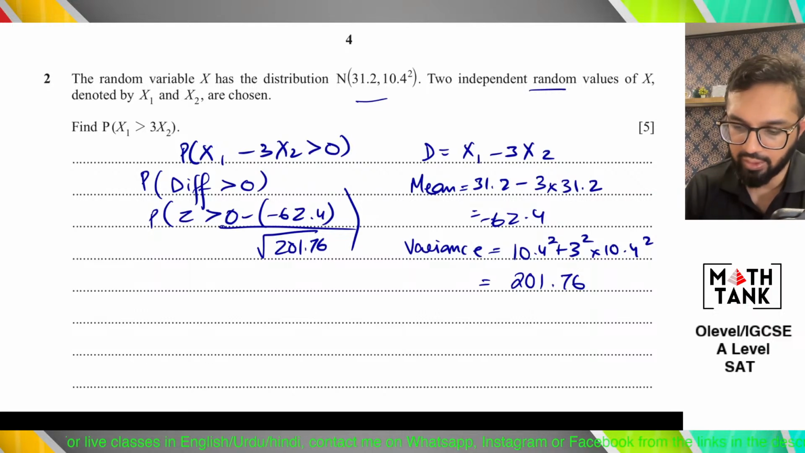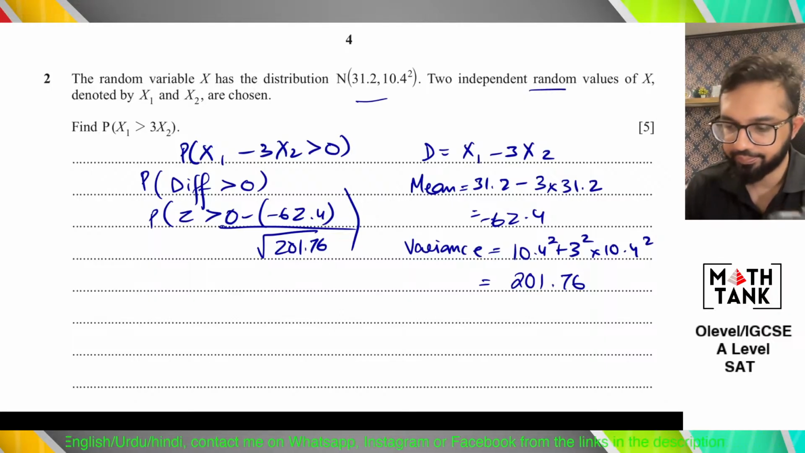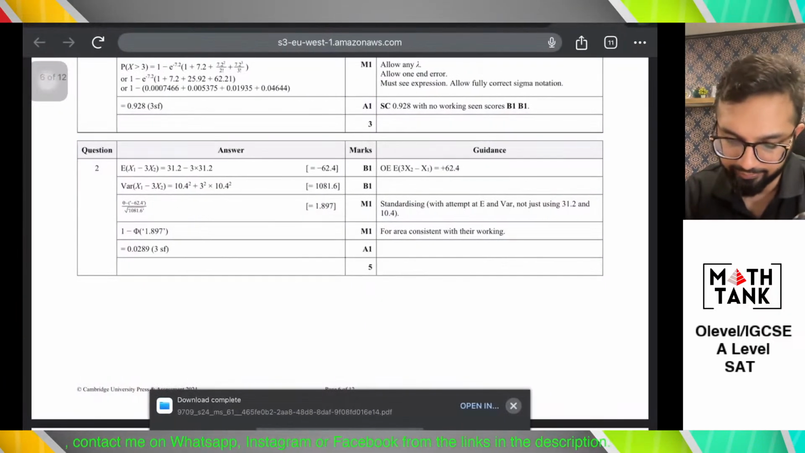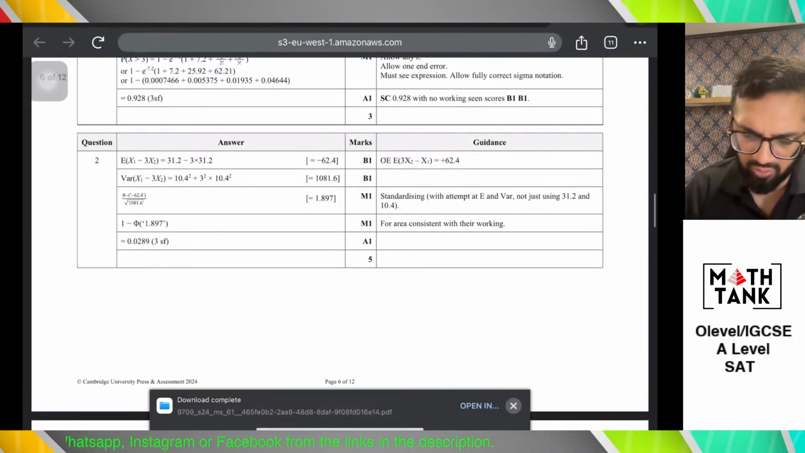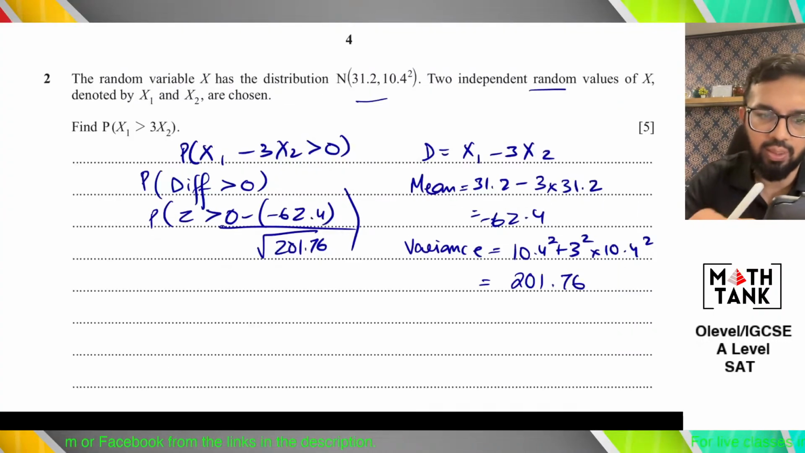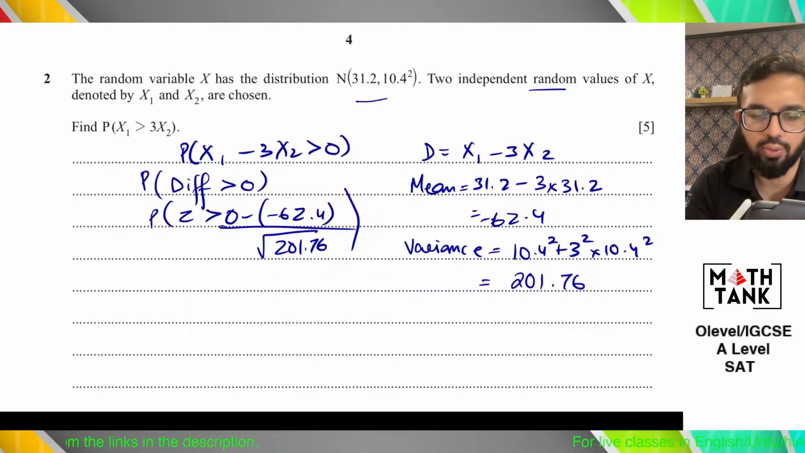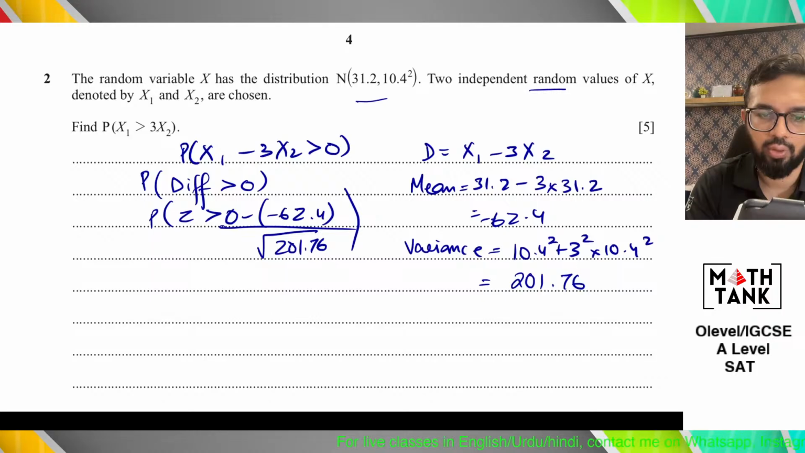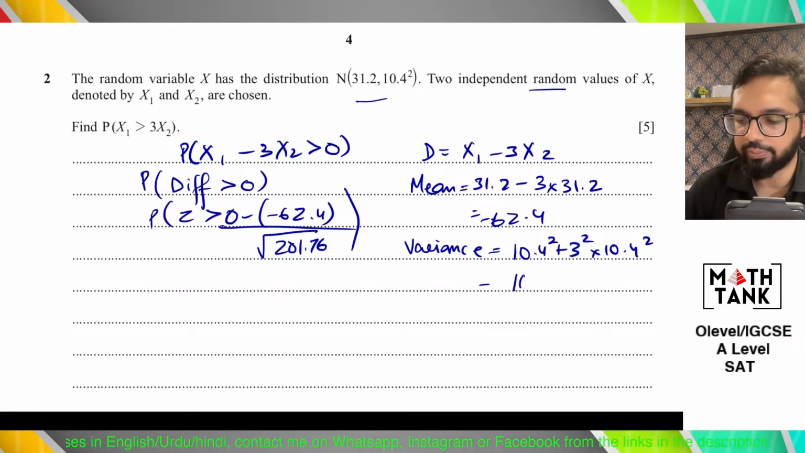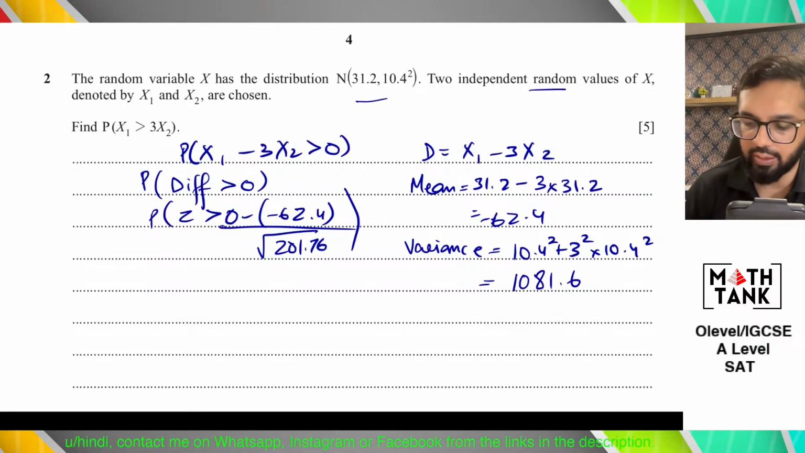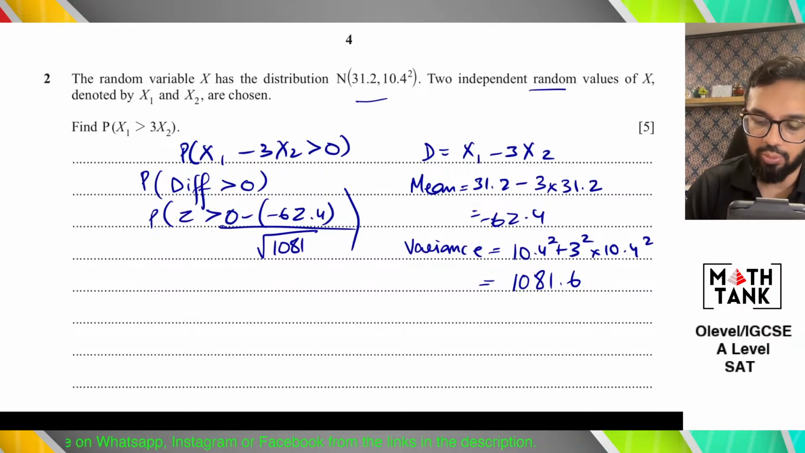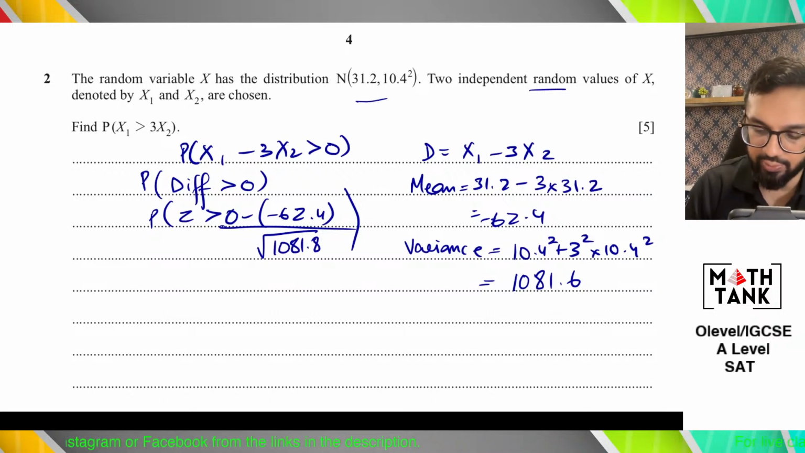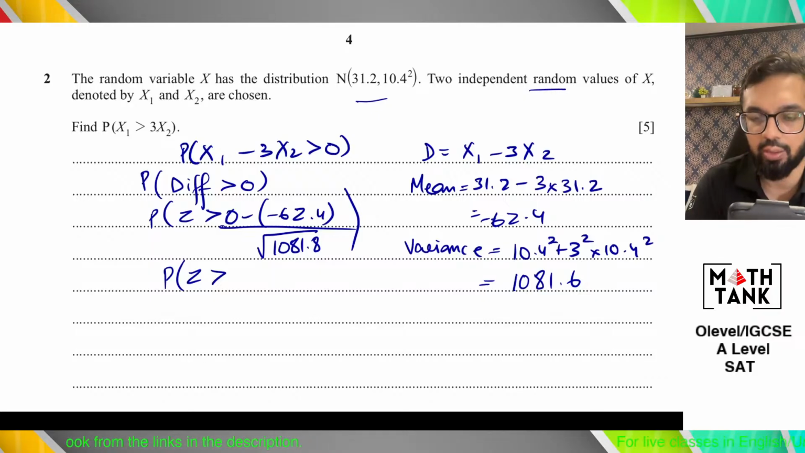I think I have made an error somewhere. Let's check. 1081.6. Yeah, I've made an error in calculating. That's what I thought. This is 1081.6. Because my answer for Z was coming out very large, that told me that I had messed something up.